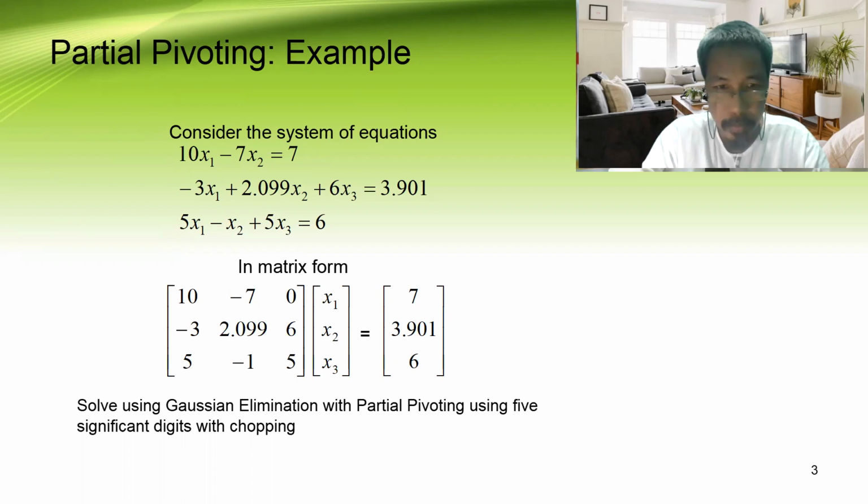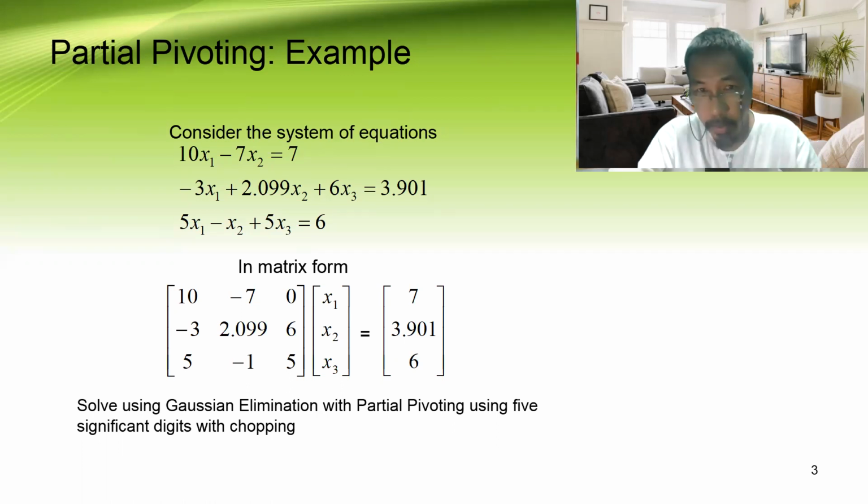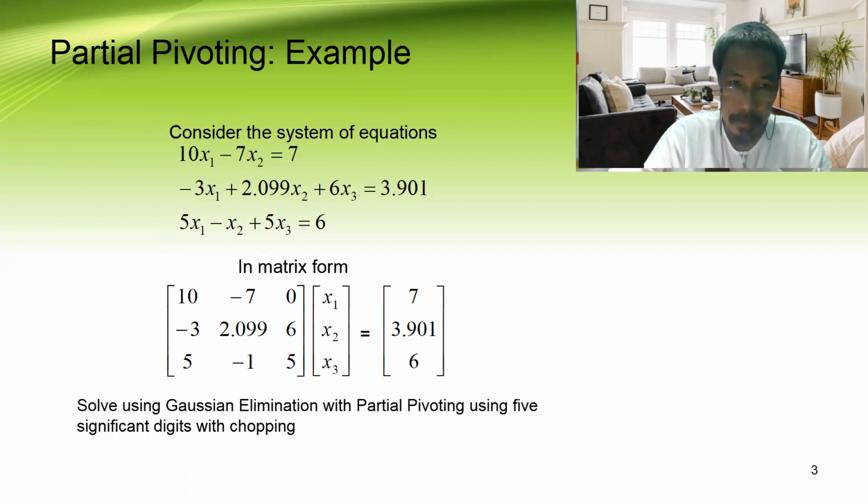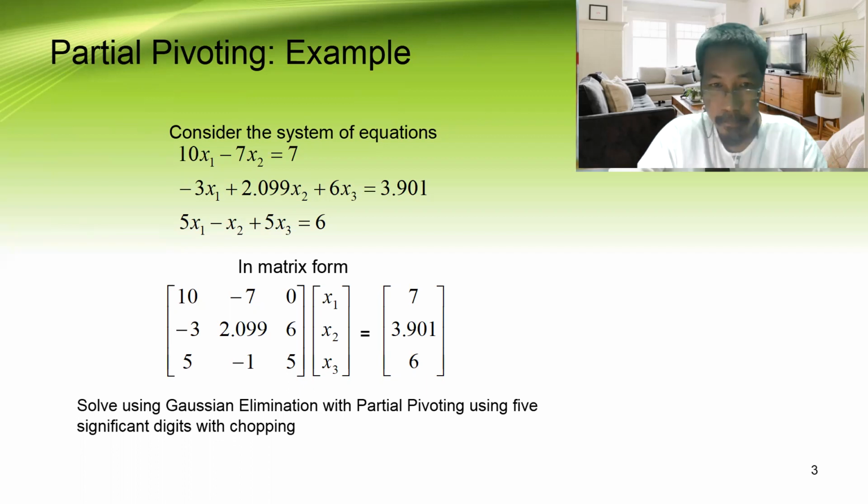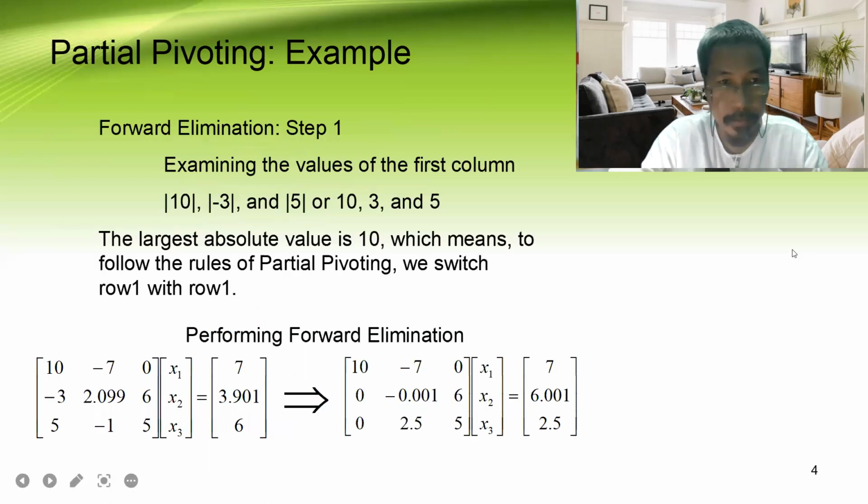So in matrix form, we have the following: square matrix A, then the variable vector X, and the constant vector on the right side. So using Gaussian elimination with partial pivoting, using 5 significant digits with chopping. So instead of 4 significant figures, let us add one in order to extend the precision and allow added accuracy. So continue with the solution.